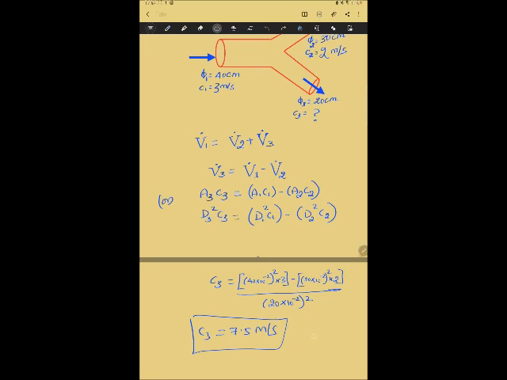What did you get? Hopefully you got the same value as this. Well done.